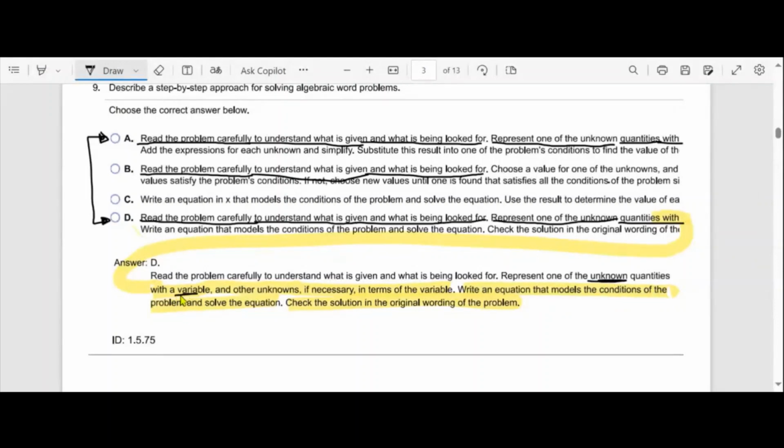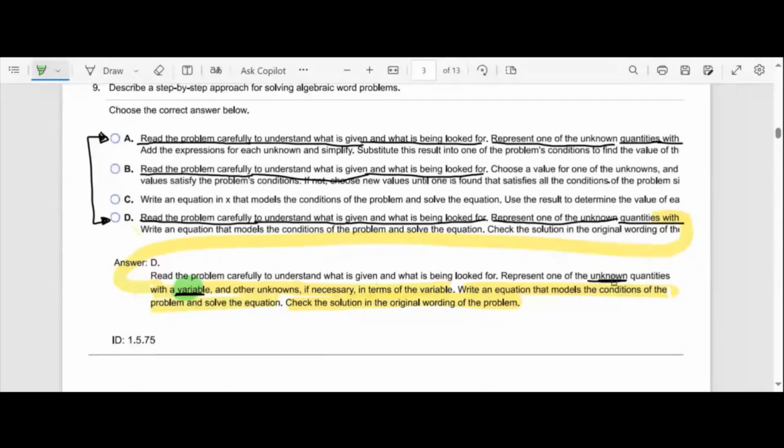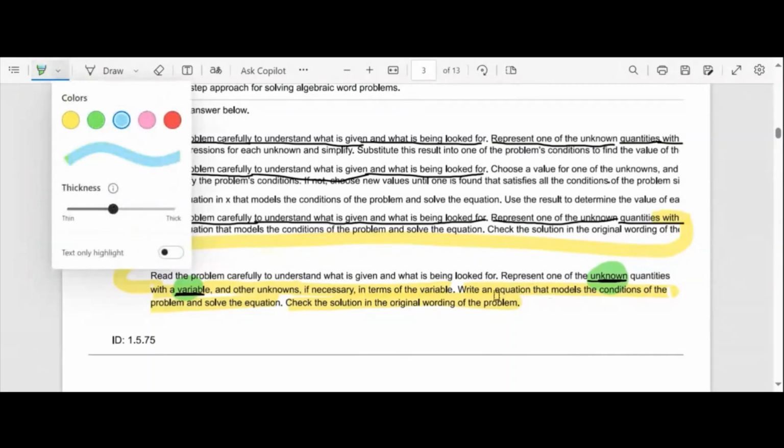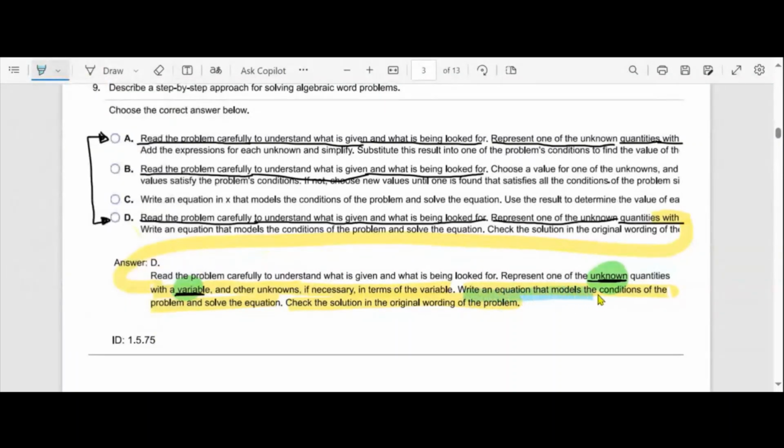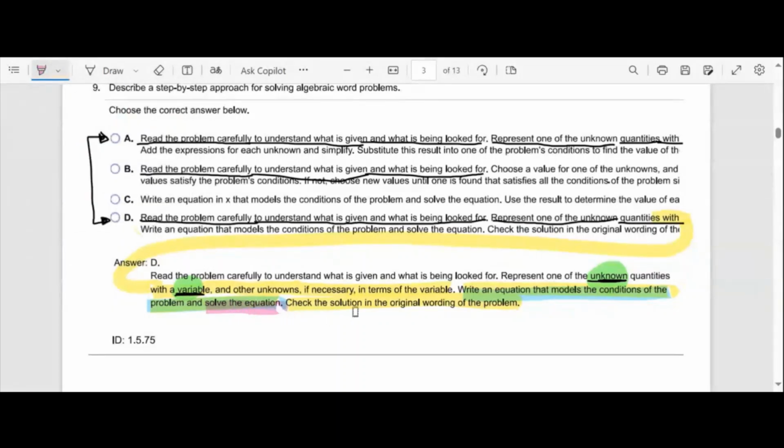Then we usually represent it by what? By a variable. Is this clear? Yes. If you have something that you don't know, then we always say it's X. X is the unknown. And then write the equation. The next step is to write the equation that models the condition of the problem and solve the equation.